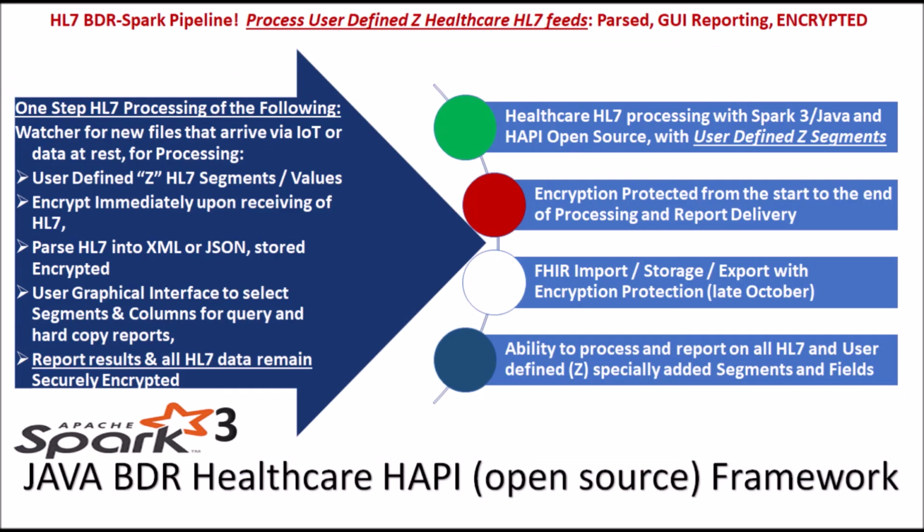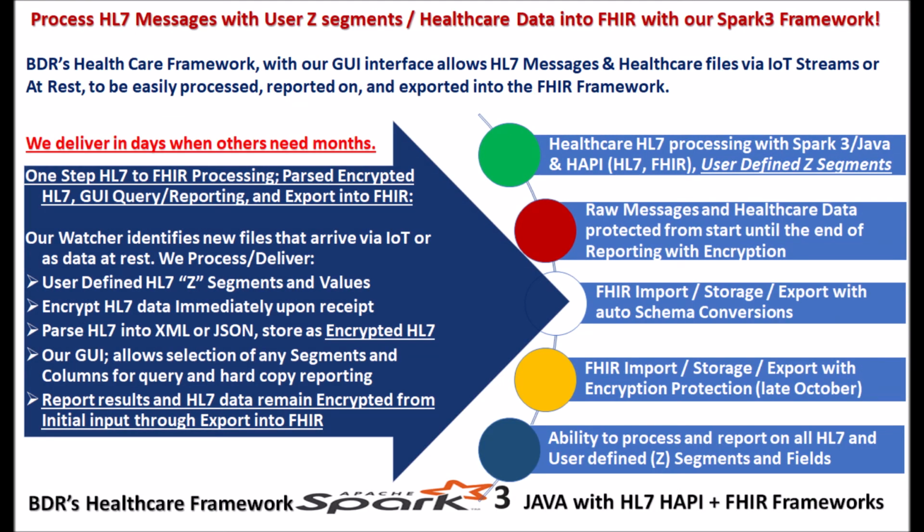HL7 transactions are encrypted and stored as a JSON file in a data lake file. We parse the HL7 into JSON, prepare the data, then make the data available for reporting. You have seen our automated HL7 processing: parse and encrypt HL7, query and report, then export into FHIR.